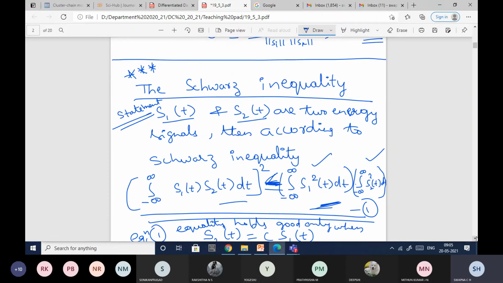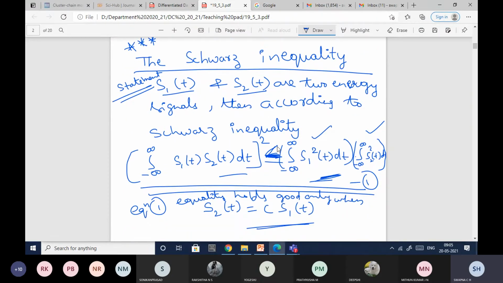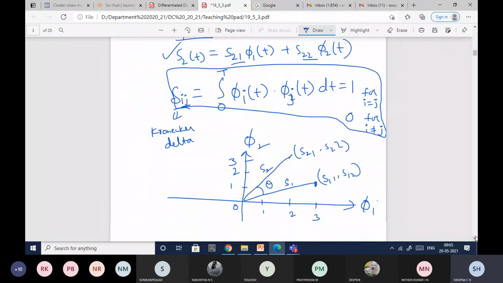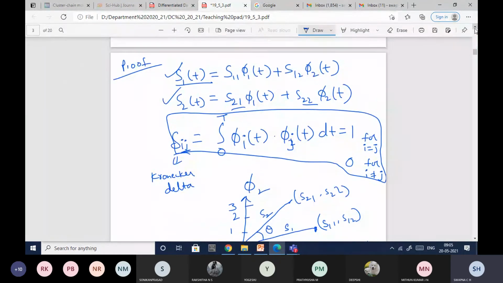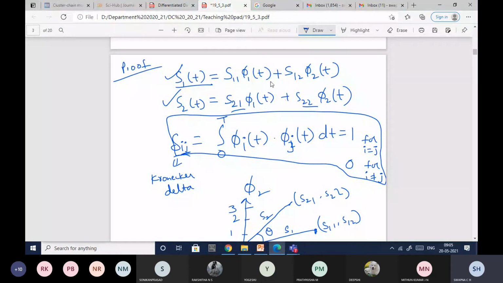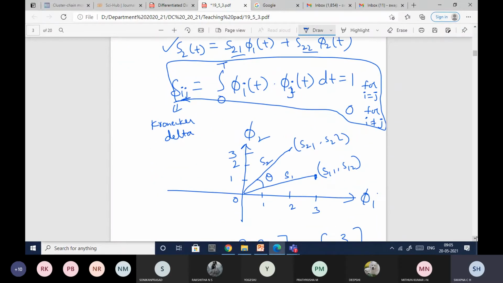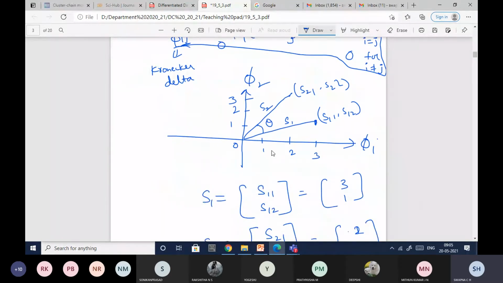This equation says that it will always be less than or equal to. If I want the equality sign, equality holds only when S2 of t is equal to C times S1 of t. So this is what I need to prove. In order to prove that, first I have represented S1 of t and S2 of t as a linear combination of orthogonal basis functions, under the orthonormal basis function condition, and then I have represented it graphically. This we call the geometrical representation.